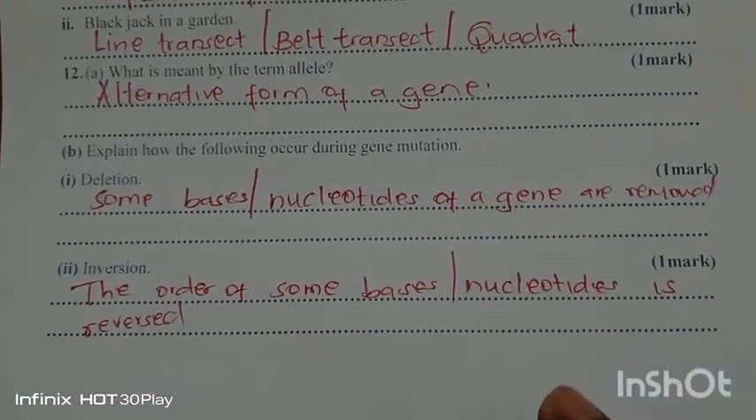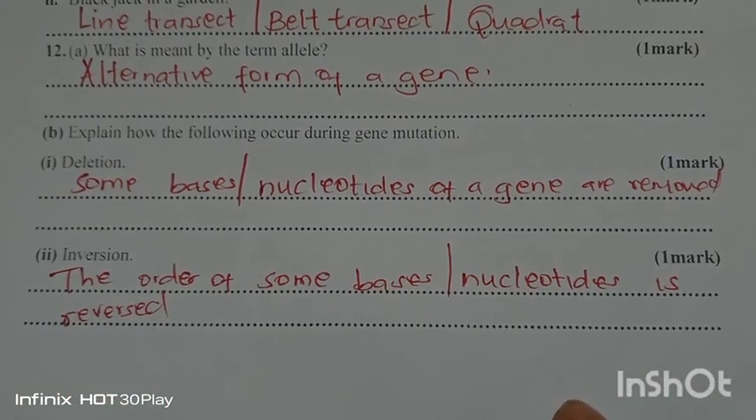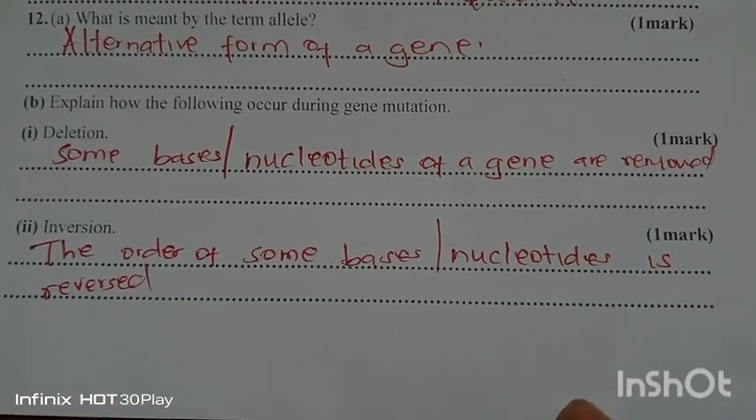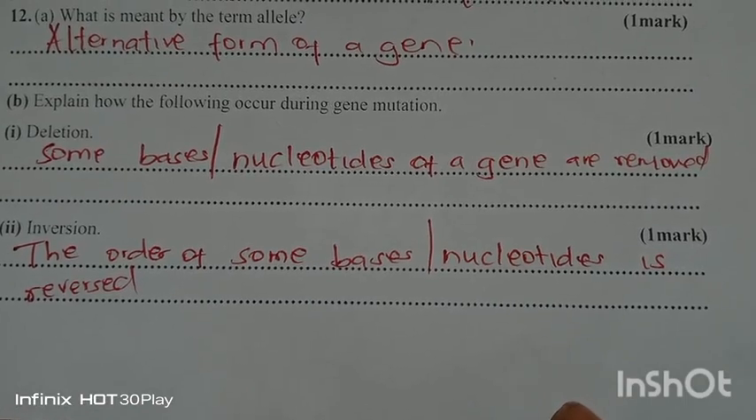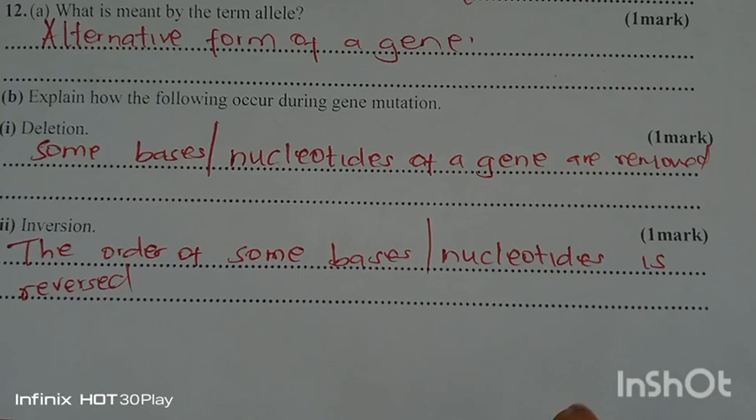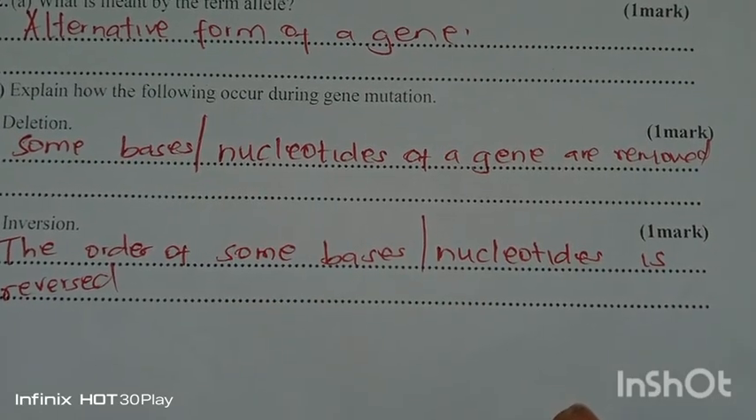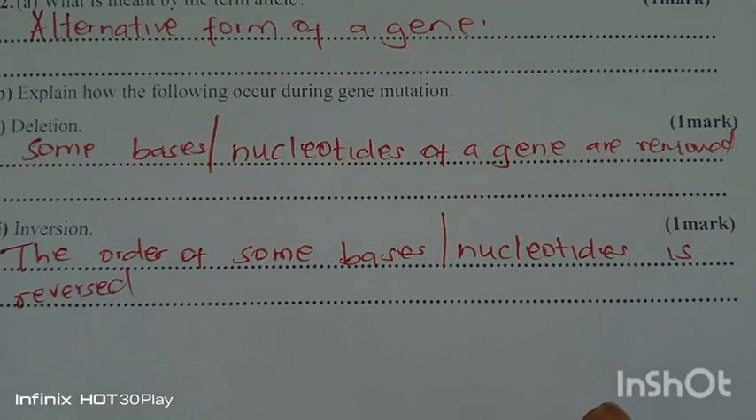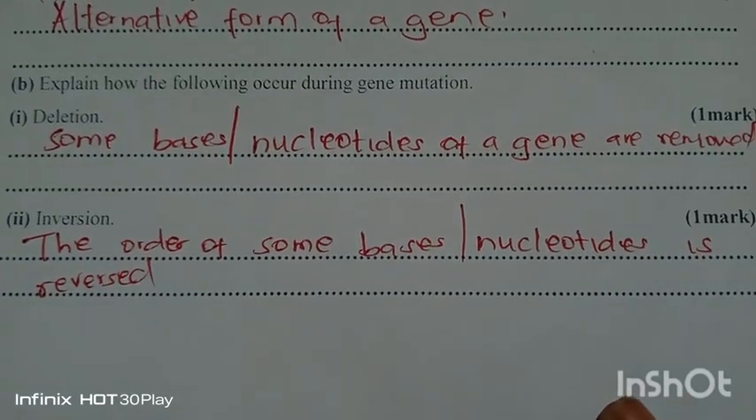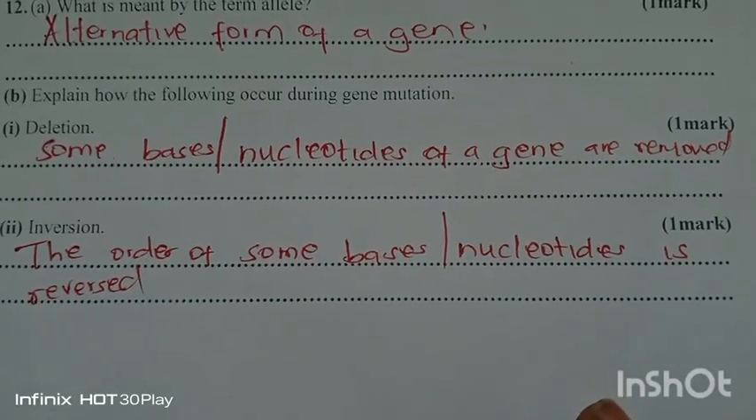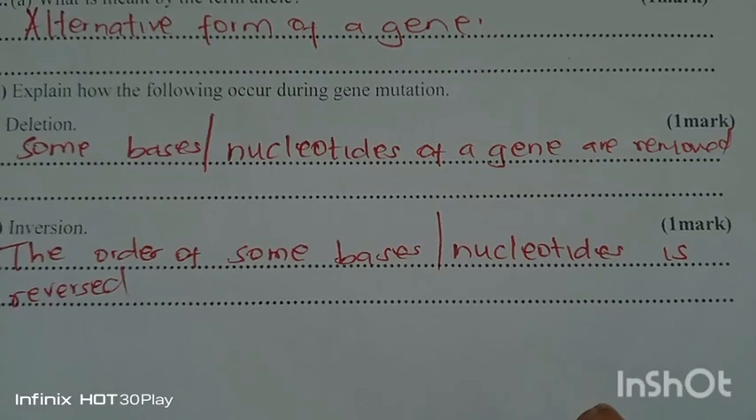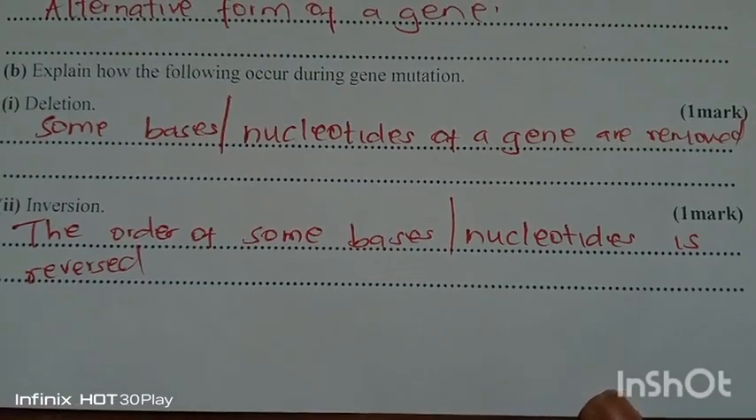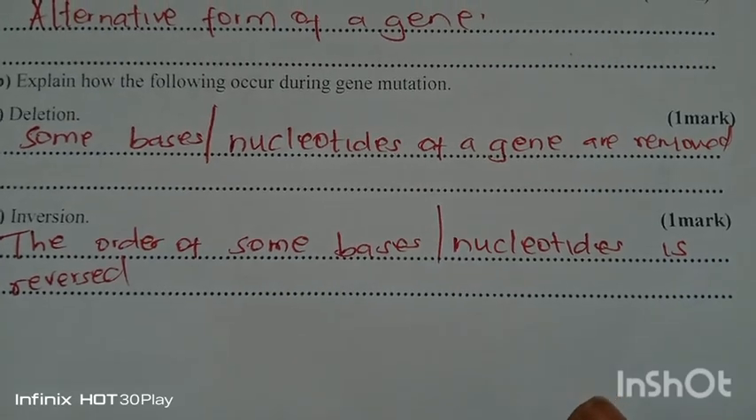What is meant by the term allele? Alleles are the alternative forms of a gene. Explain how the following occur during gene mutation. Deletion. You find that some bases or nucleotides of a gene are removed and therefore they are deleted. In short, they cannot come back. For inversion, you find that the order of some bases or nucleotides is reversed. A chromosome may break at some point and then rotate 180 degrees and insert itself in another order.